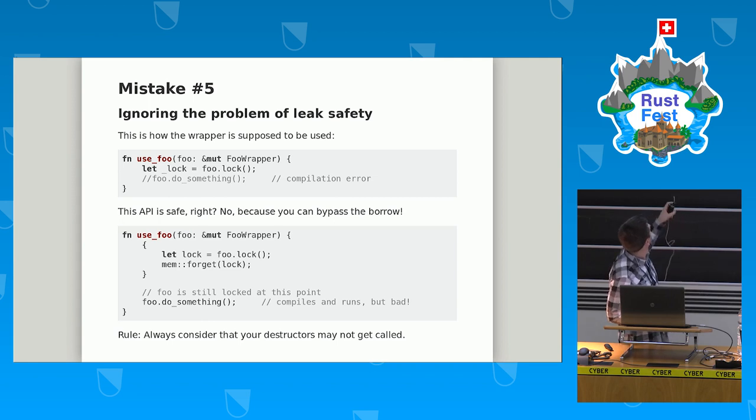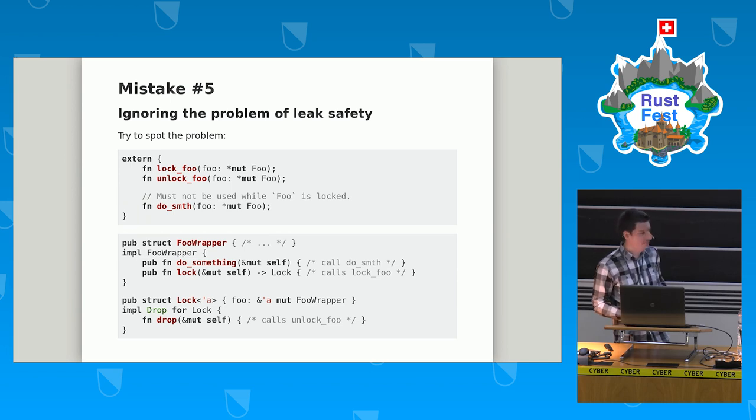And then while the lock object is alive, you cannot call do something because the lock object has an exclusive borrow of the foo, and do something also needs an exclusive borrow of foo, and you can't have two exclusive borrows, so you get a compilation error. So that's the intent of this API. That's what this API is trying to do.